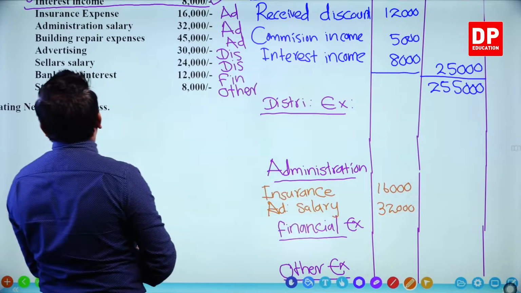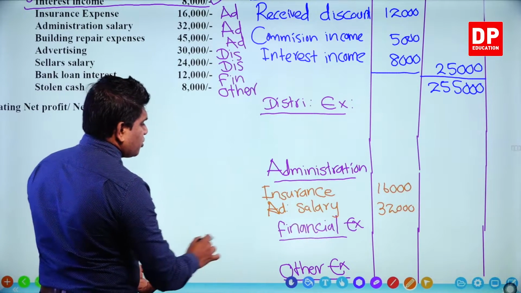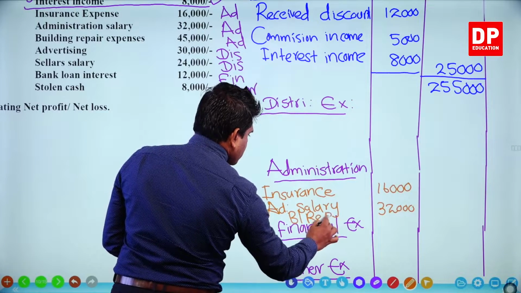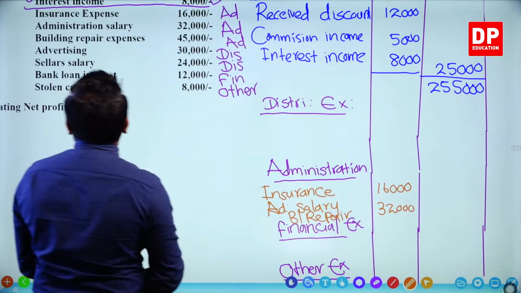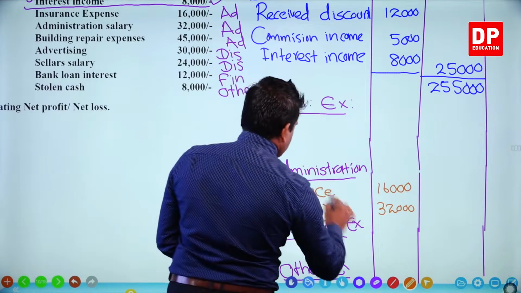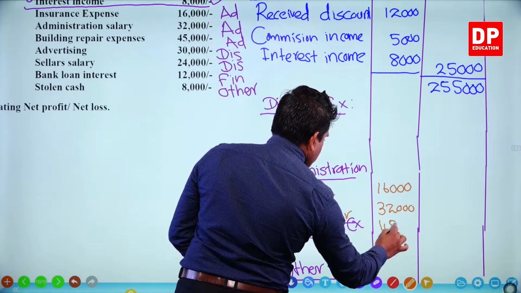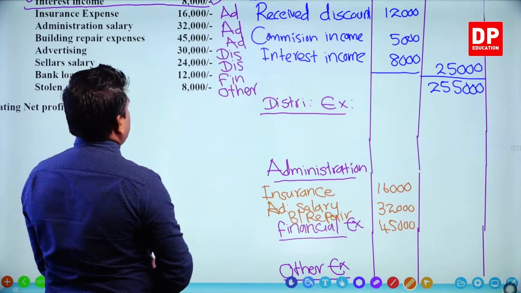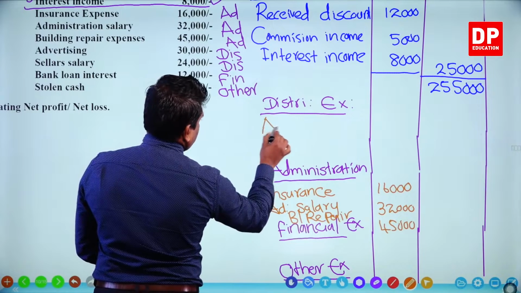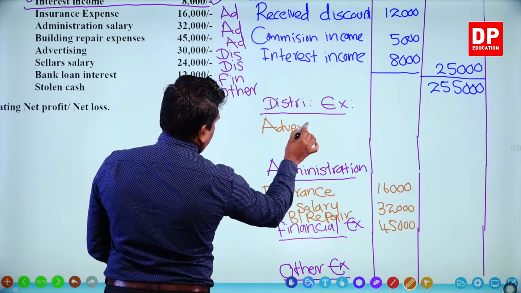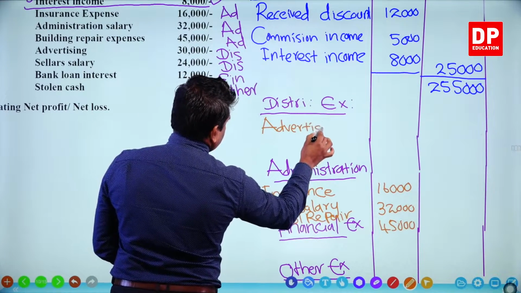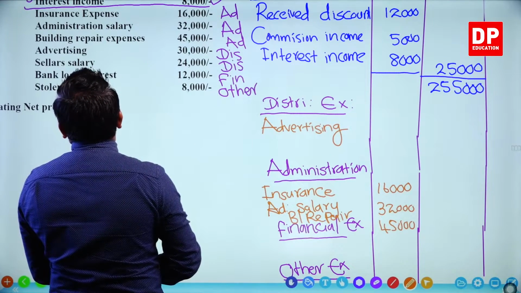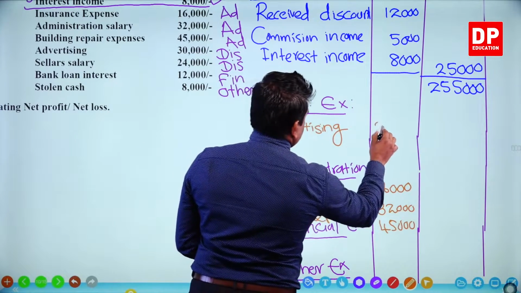Next one, building repair expense also comes here, right? Building repair expense 45,000 comes under the administration. Okay. Next, advertising 30,000, distributing. Advertising $30,000. We put it here.